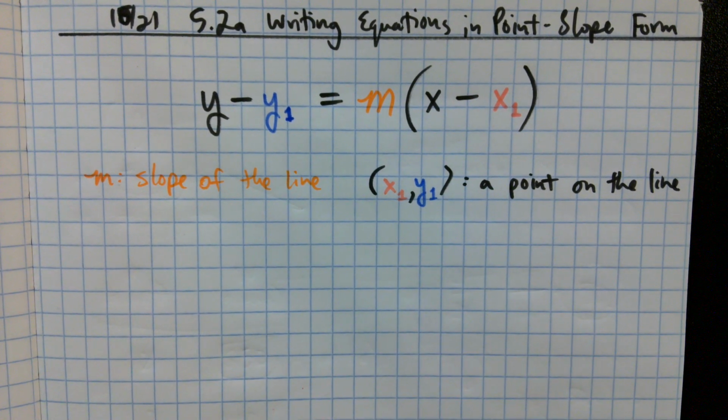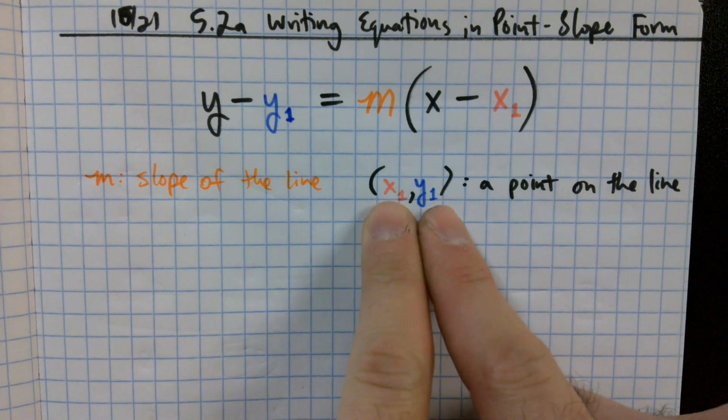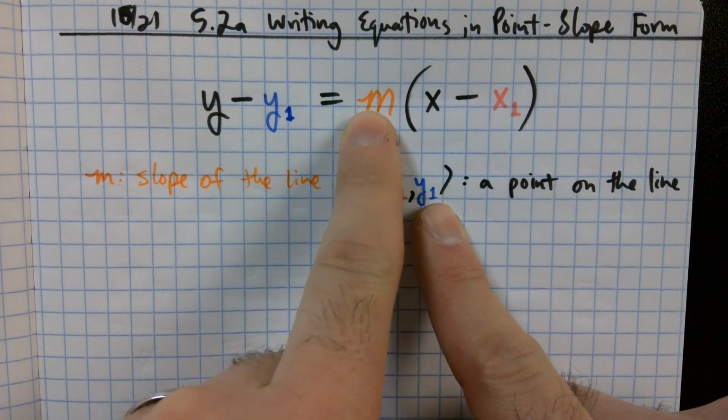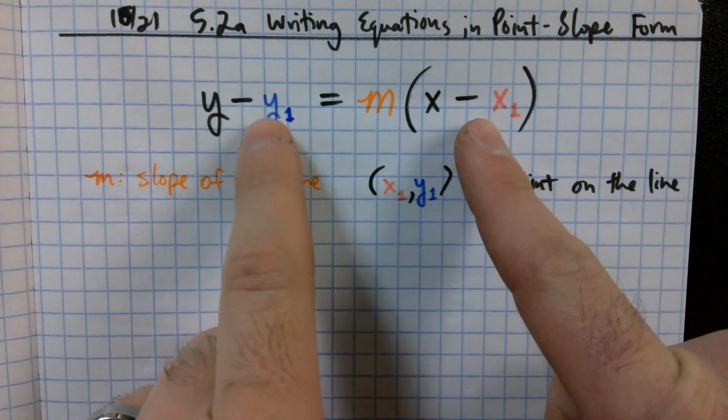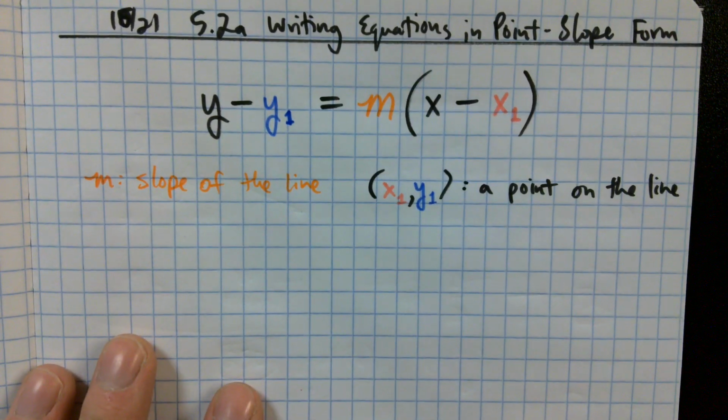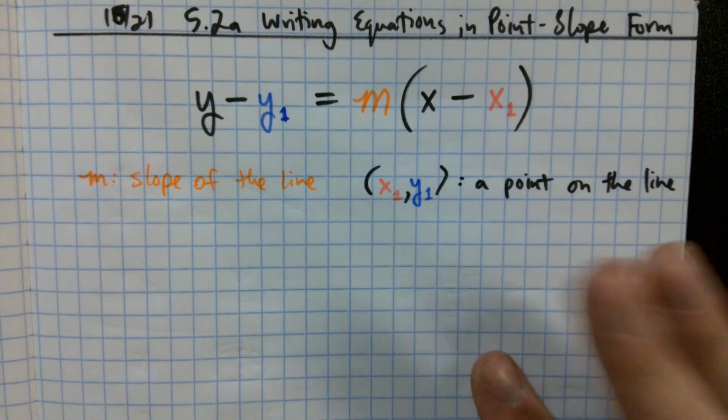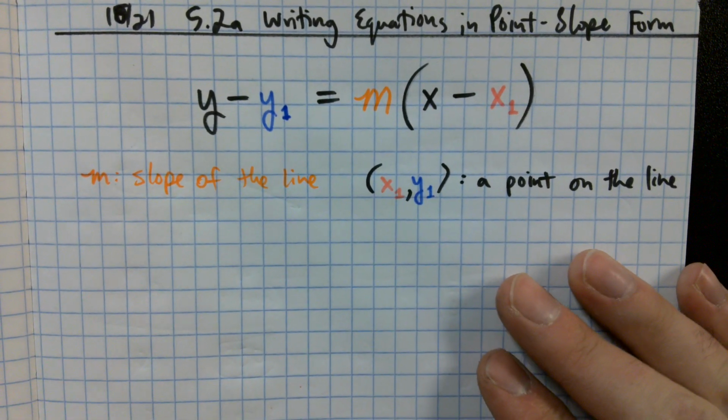So with slope-intercept form, we had m is the slope, b is the y-intercept. If I know m and b, I just plug them in. Same thing here. But instead of b, I'm plugging in a point on the line. So I'm going to be plugging in the m, an x value, and a y value. Sounds a little weird, but it's actually not that bad.